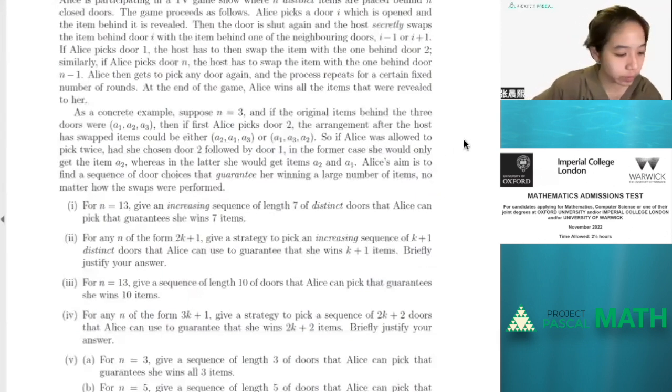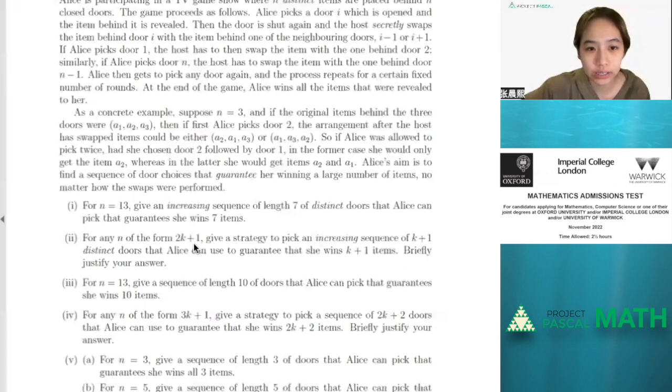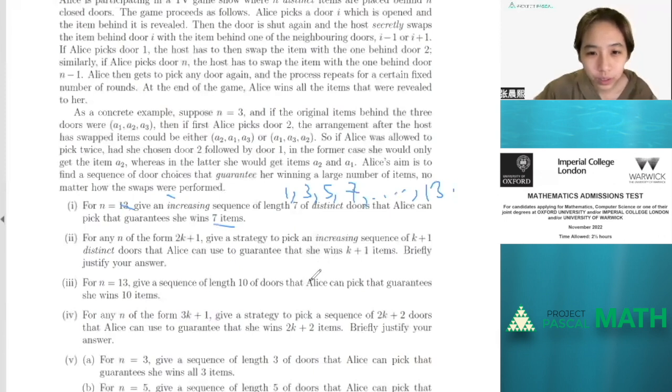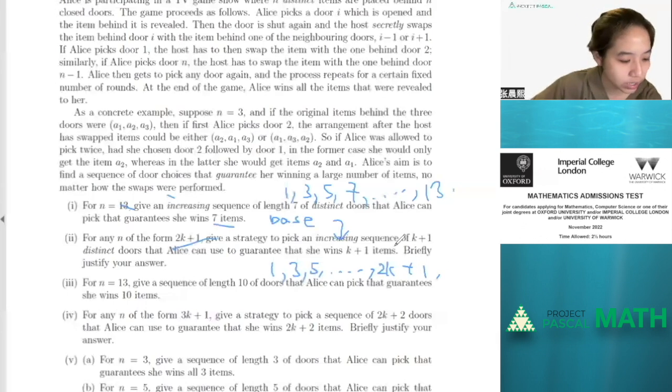Okay, so for part I it's pretty straightforward, since there are certain items, so you choose all the odd possible doors. So you can see 1, 3, 5, 7, and so on until 13. For part II, they want you to find the answer for any form of 2k+1. So basically this is the base case. And then for this onwards, it's 1, 3, 5, all the way on to 2k+1. And briefly justify your answer.